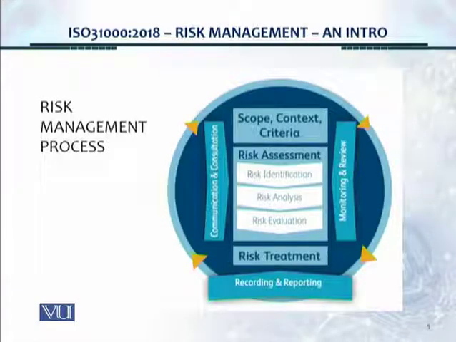And then there is a risk management process. There's a table and a diagram starting with scope, context, and criteria, which have to be clear. Then you have a risk assessment sequence: risk identification, risk analysis, risk evaluation, and finally risk treatment based on the risk assessment. And on the fringes, we have communication and consultation, and monitoring and review as activities going on. And all of this is being recorded and reported.